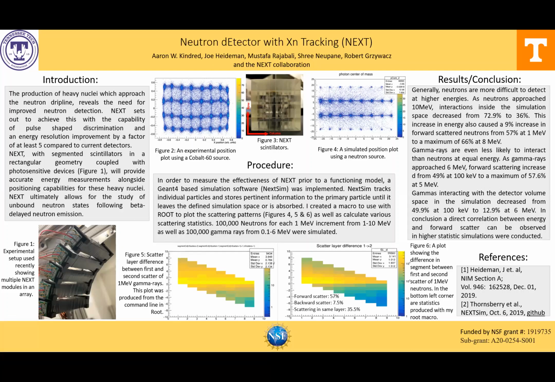NEXT will not only improve our current knowledge of nuclear physics, but also provides a new perspective on the decay patterns of neutron unbound states and nuclei. NEXT is a combination of 4x8 segmented inorganic scintillators seen in Figure 3 with 8x8 photomultipliers on either end of those. Now, in comparison to other neutron detectors, NEXT uses pulse shape discrimination to differentiate between gamma rays and neutrons, all while maintaining an energy resolution factor of at least 5.